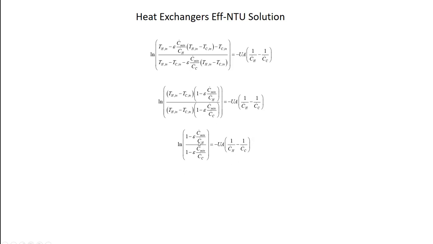And I'm left with this equation here, which is starting to look a little bit more promising in terms of being in terms of effectiveness. It's already in terms of effectiveness. It's really close to being in terms of NTU and capacitance ratio as well. At this point, in order to proceed, I have to assume that either C dot C or C dot H is the minimum capacitance rate.